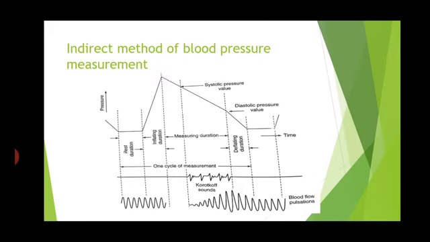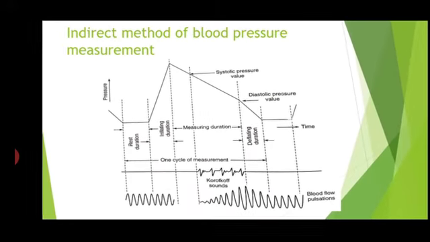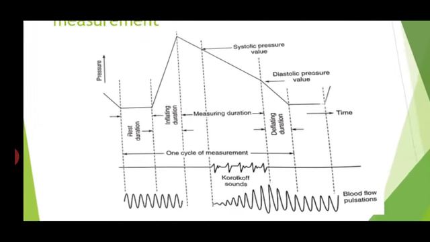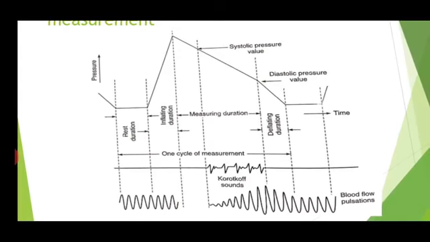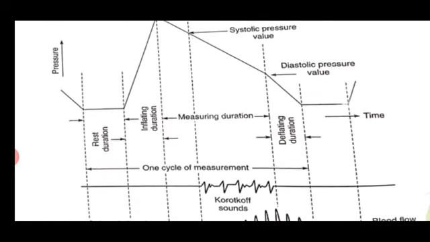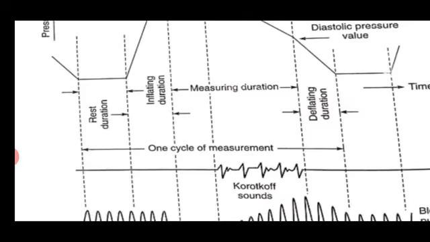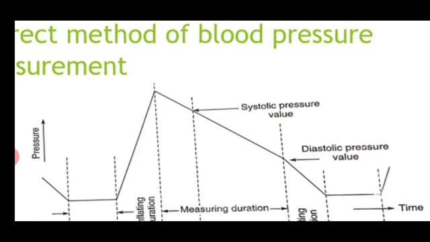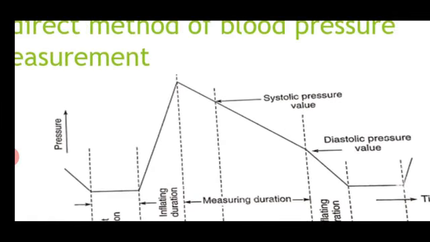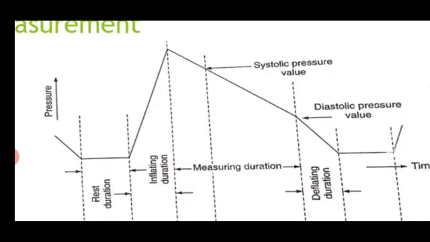Now according to the diagram I will explain a little bit. This is the starting pressure at rest. The pressure of the cuff goes on increasing up to this point. At this point, the blood flow is totally stopped.